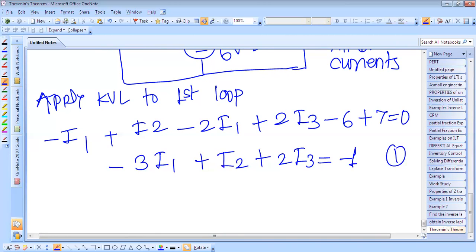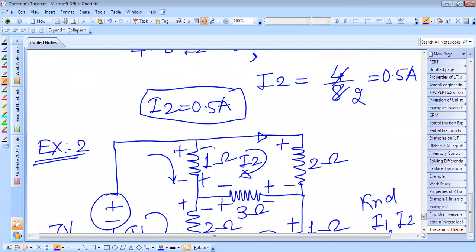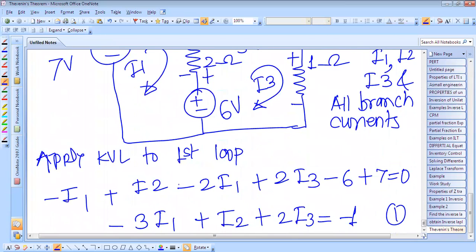Now apply the KVL to this second loop also. This is the second loop. We have to apply the KVL to this second loop. Okay, so there is a fall in potential and because of this I2, there is also fall in potential in this resistance, but there is a rise in potential because of this I3, which is coming opposite to the I2. Again, there is a fall in potential in this 1 ohm resistance, but there is again a rise in potential because of this current I1. Accordingly, we have to write the equation.